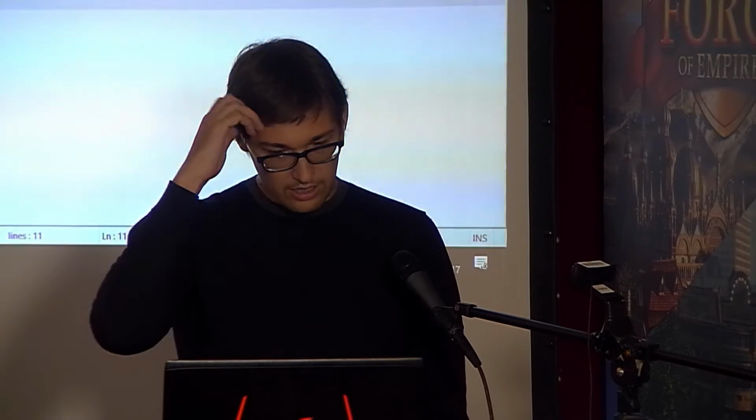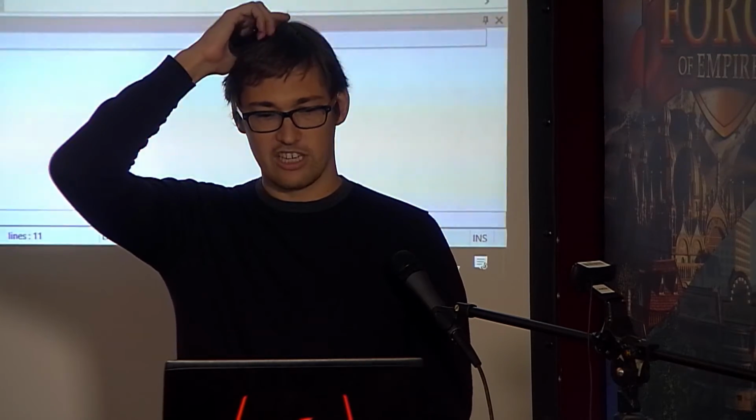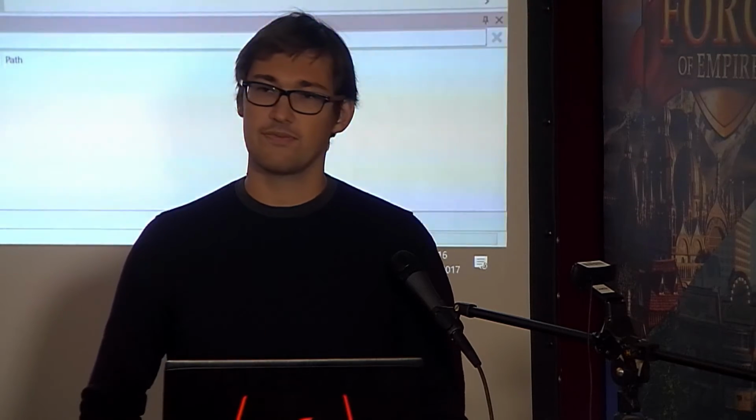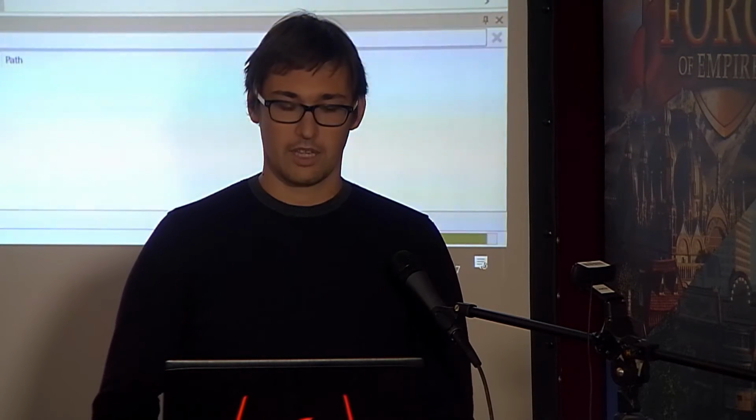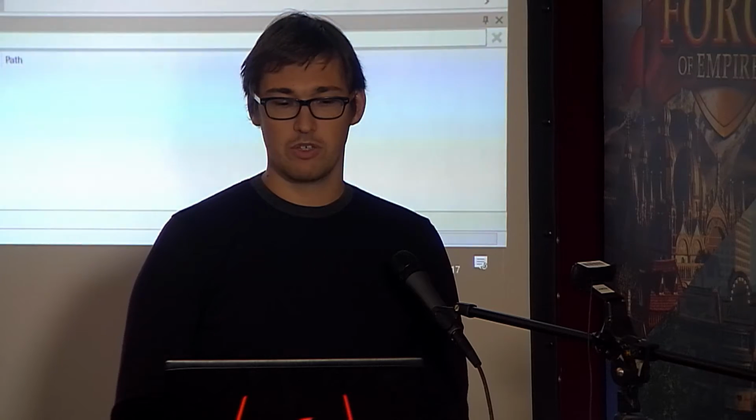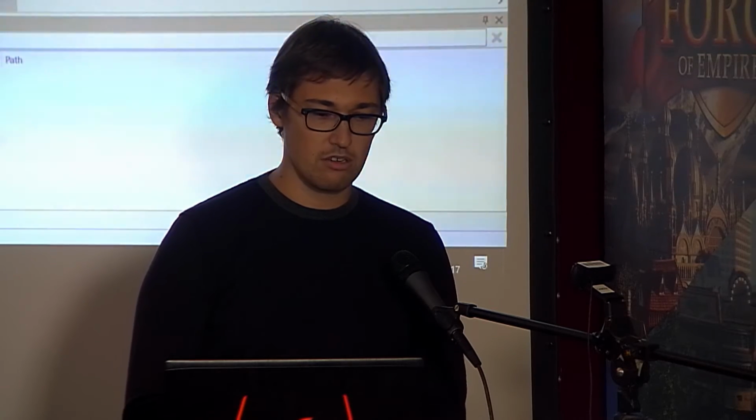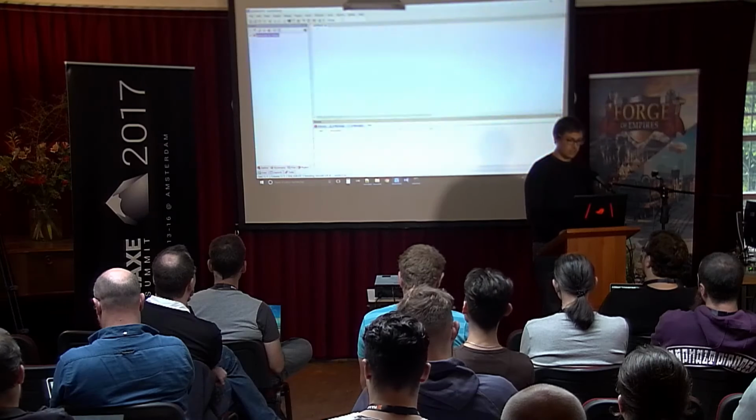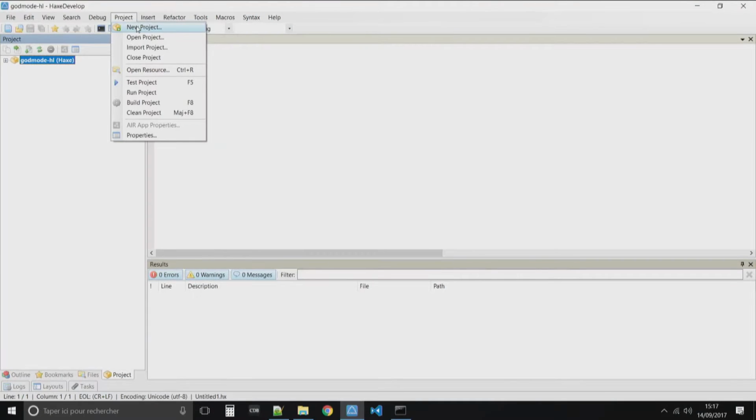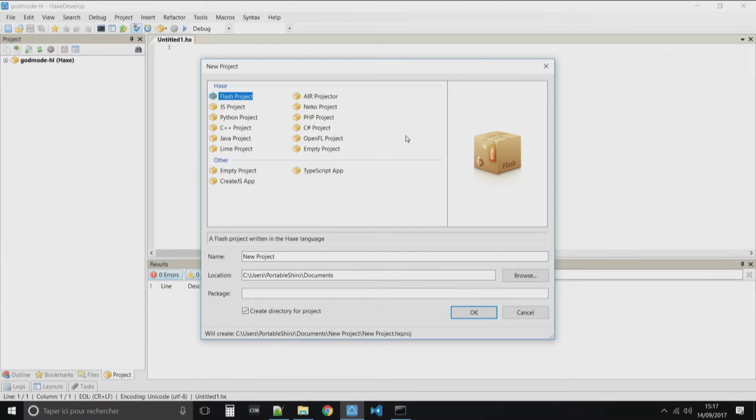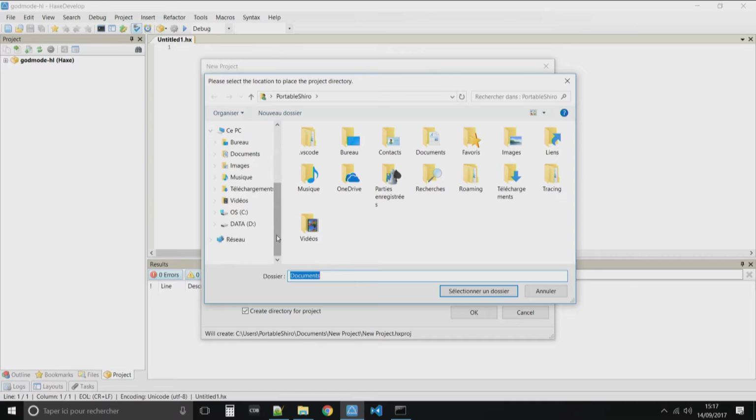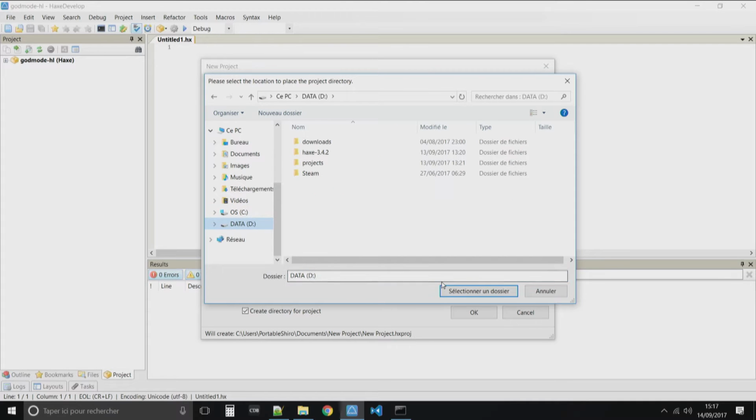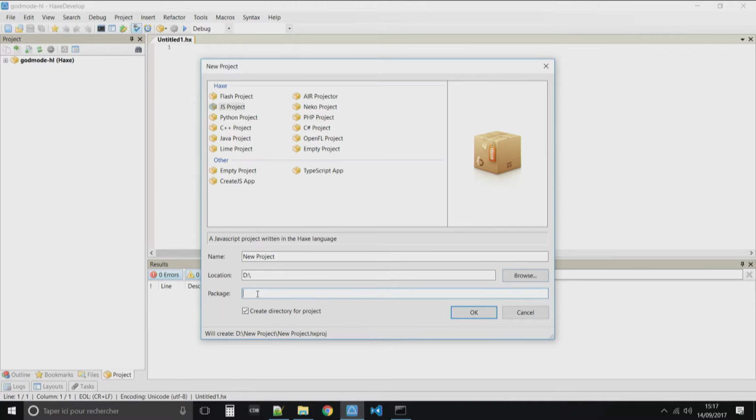I will create a new project. Instead of going HashLink for now, for the examples, I think it's much easier if I go with WebGL. This way we don't have any native things to install, but it works exactly the same with HashLink. Sorry, I can't zoom in for now. So it's a JavaScript project, and I browse and put it on D right now.